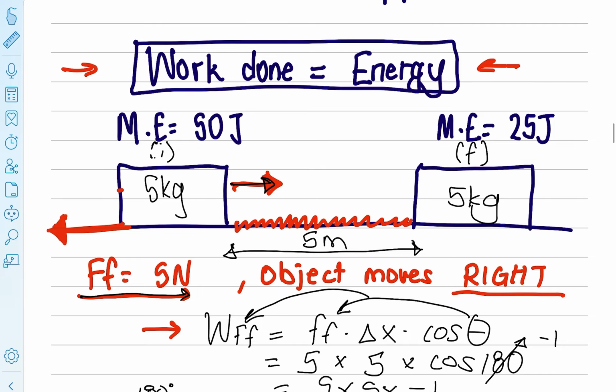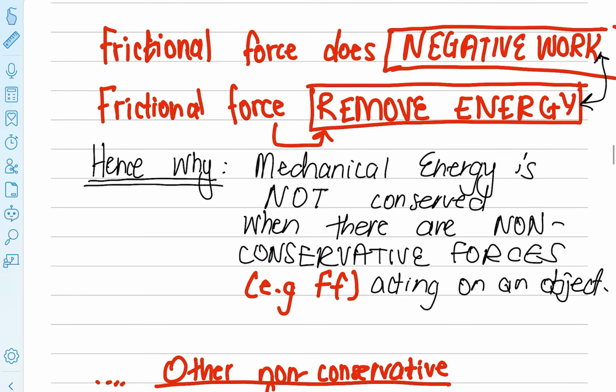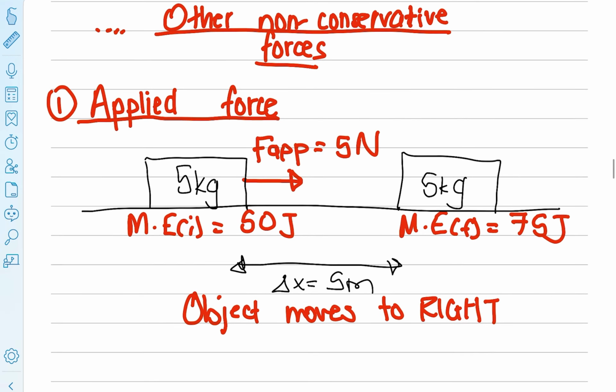Okay, so forces that act in the opposite direction to the motion of the object will do negative work. They are removing energy. They're not helping this object move to the right. They're actually stopping it from moving to the right. Okay, and that's another reason why we say frictional force is a non-conservative force. It doesn't allow mechanical energy to be conserved. Now, I want us to look at other non-conservative forces, right? Because we don't just have frictional force.